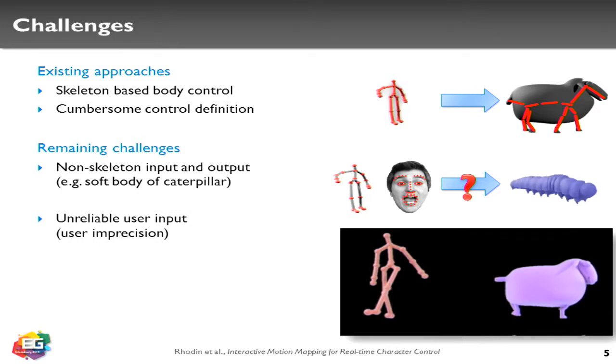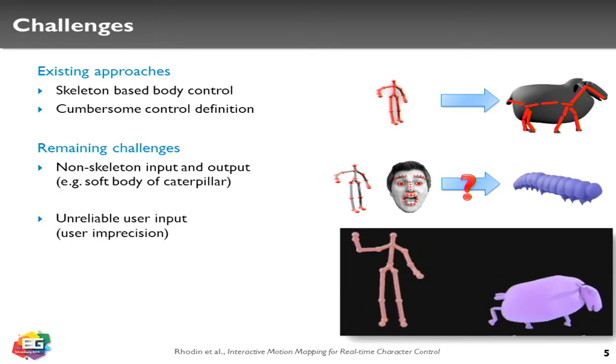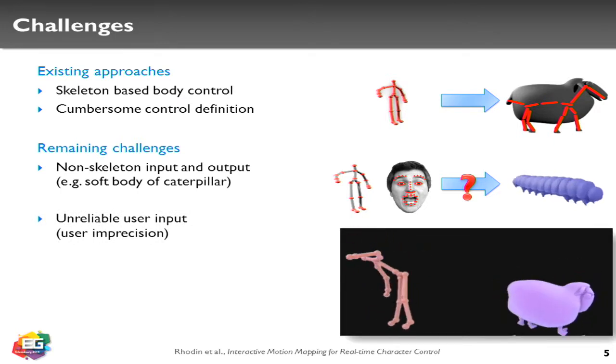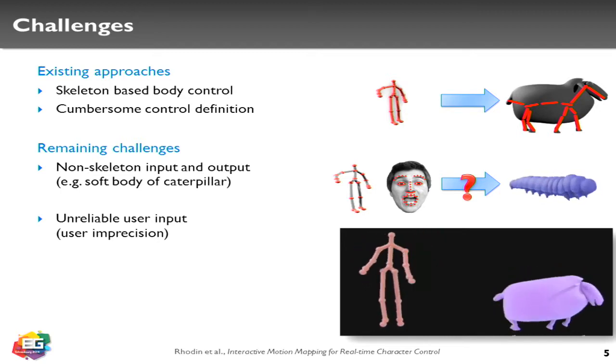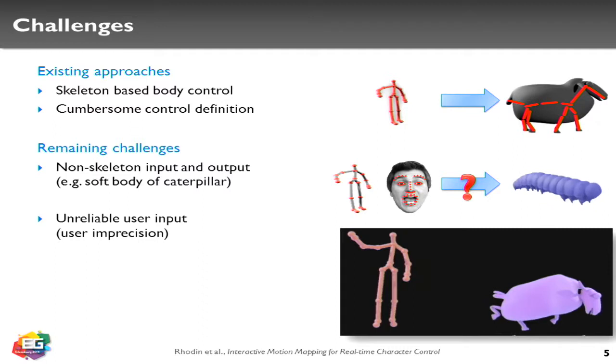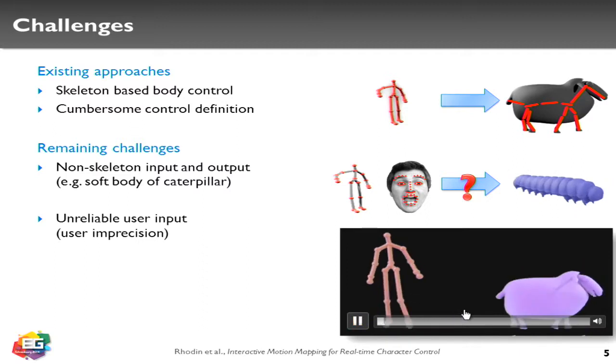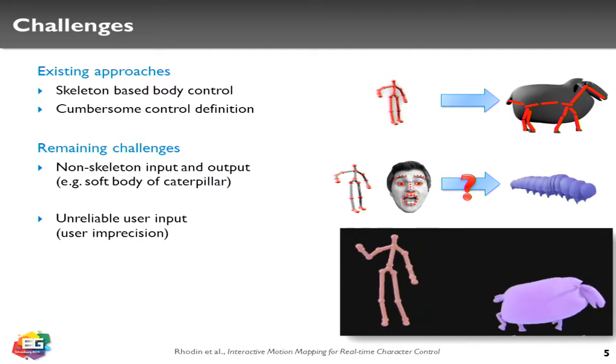Another problem would be what happens if the user is not really good at performing the mappings. The mapping problem usually is that if you map a circular motion, and then you start doing up and down, then it's not well defined. So the result will create some kind of strange motions if it's not performed in the correct way.